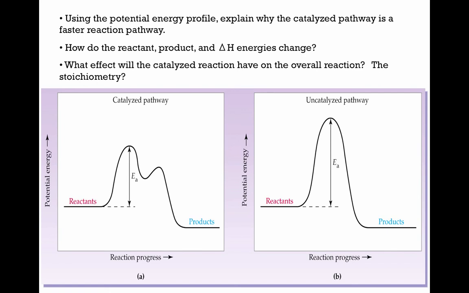Go ahead and answer these two questions. Using the potential energy profile, explain why the catalyzed pathway is faster. How do the reactants, products, and delta H energies change? And what effect will the catalyzed reaction have on the overall reaction, or the stoichiometry?